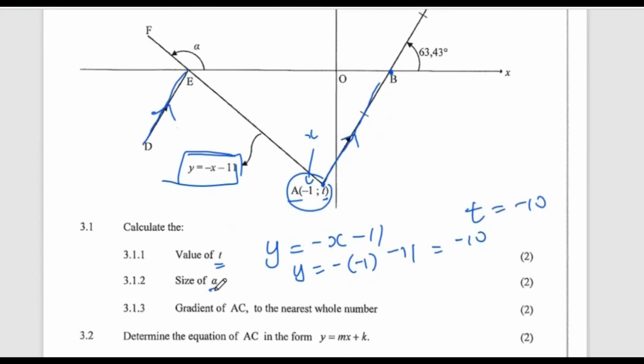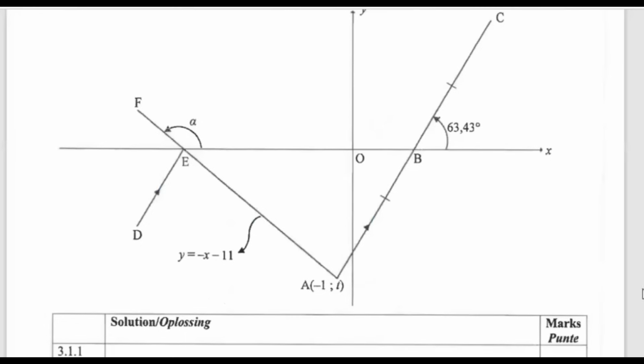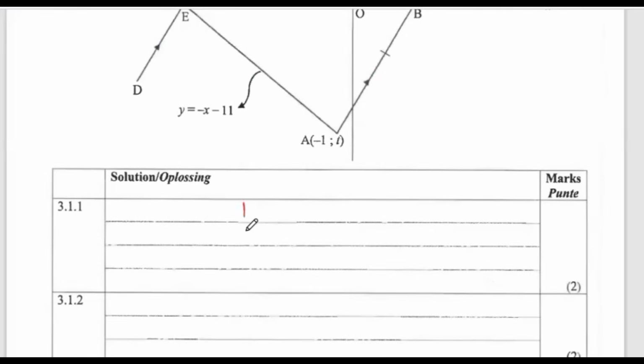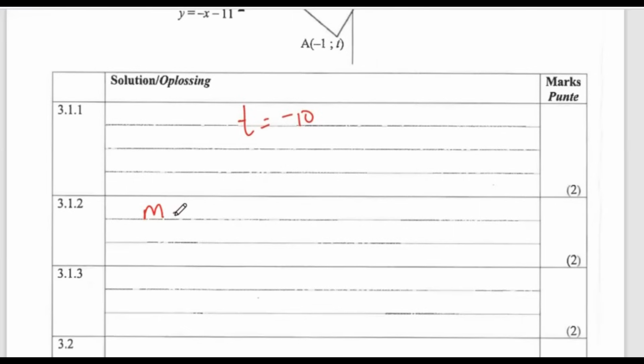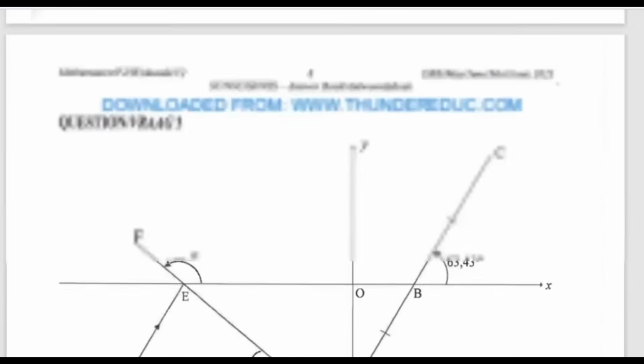Then they want me to get the size of alpha. So for me to get alpha, remember alpha is an angle of inclination. From our earlier grades, we say that if you have m, it must be equal to the tan of, let's say, alpha. The gradient must be equal to the tan of the angle of inclination. So the question wants the value of alpha. So for us to get the angle, we must get the shift tan, the arctan of the gradient. So we need to know what is the gradient of this line.